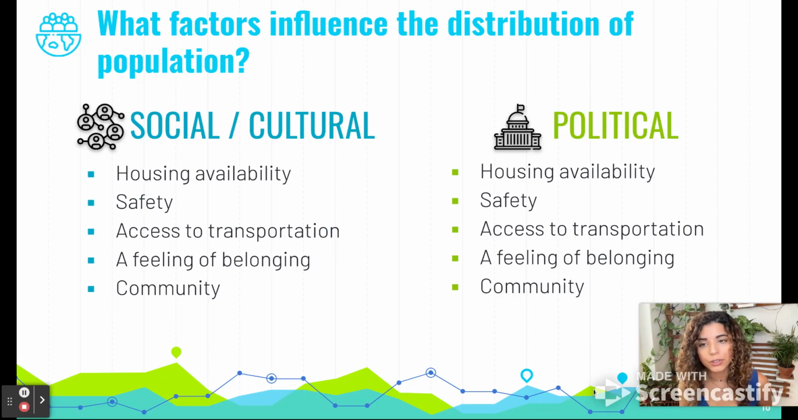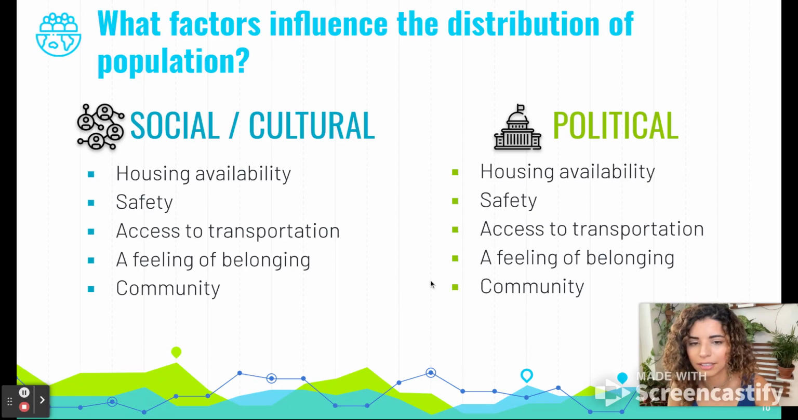For social cultural, elements that can influence this are housing availability and also safety. Safety is a big one. If an area is considered safe for people to live, especially people with families, they'll tend to want to be there. Access to transportation, feelings of belonging and community are also very compelling reasons for where people might decide to live.